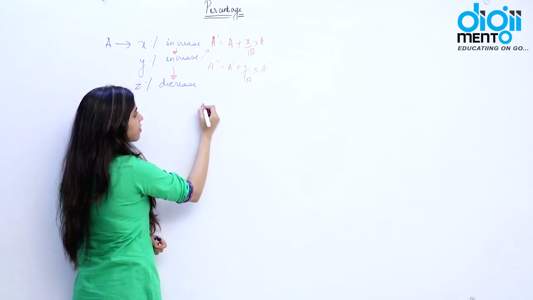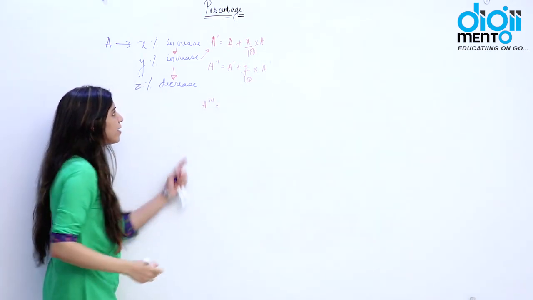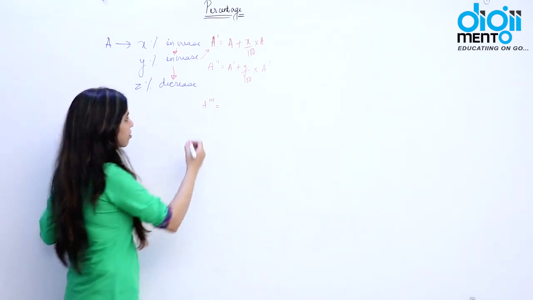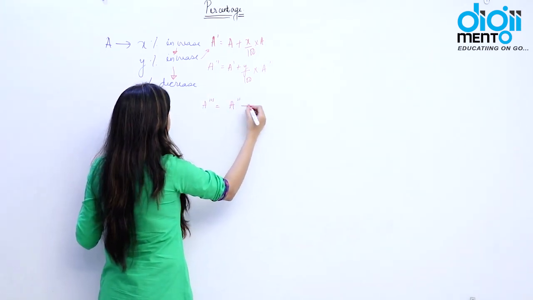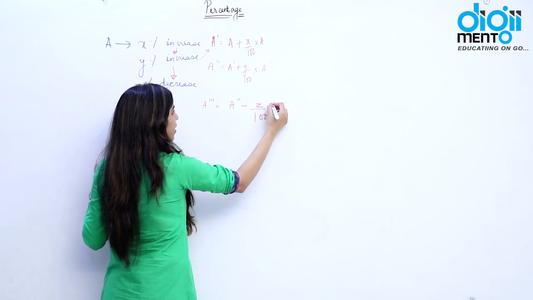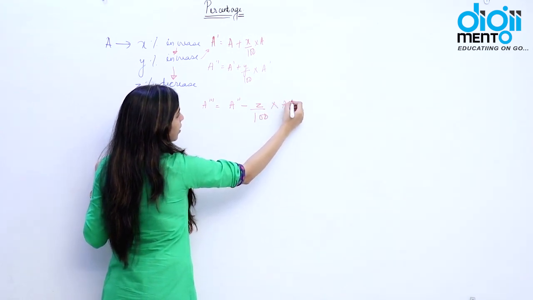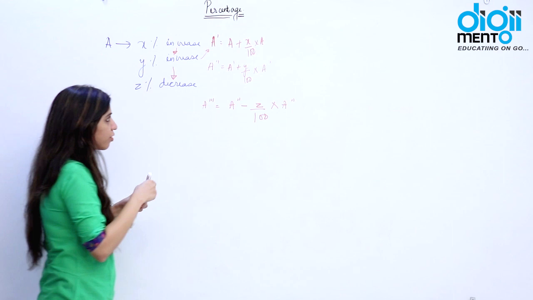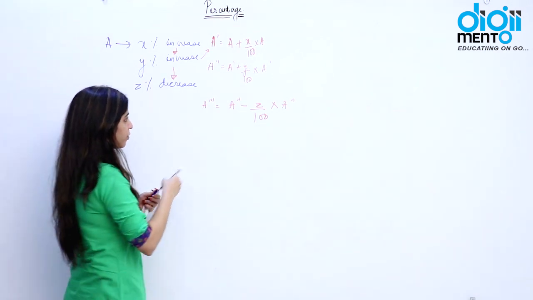This is also going to be A dash. So A triple dash is going to be, this also applies to A double dash. So this is going to be A double dash minus Z by 100 into A double dash. Fine. Now if you just put values, what are you going to see?